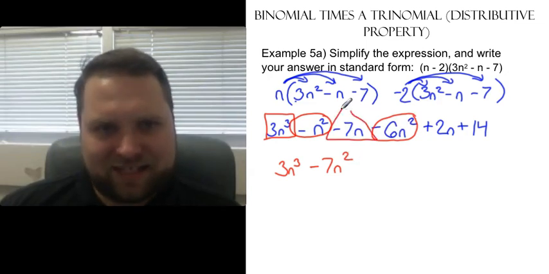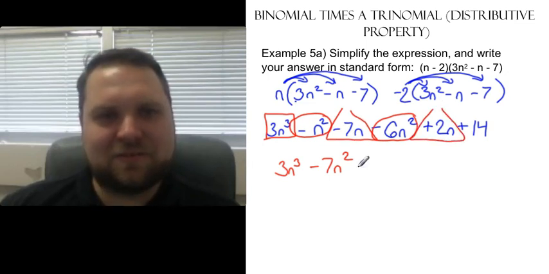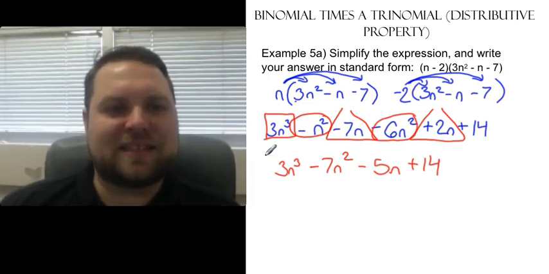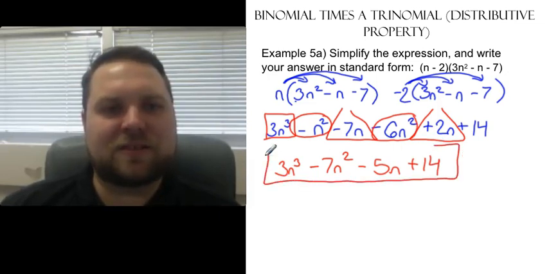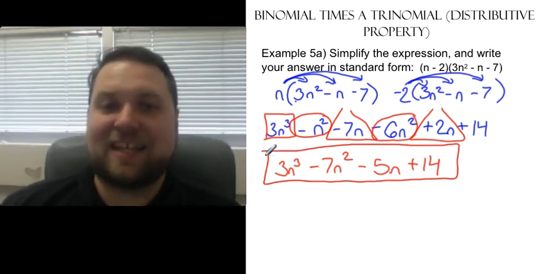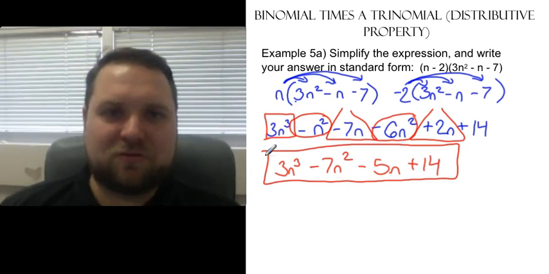And then I have a linear term and another linear term there. Negative 7 plus 2 would be negative 5n. And then finally, a constant term that has nothing else to combine with. And this is in standard form. So, boom, there you go. I've multiplied. It's long, but it's doable.